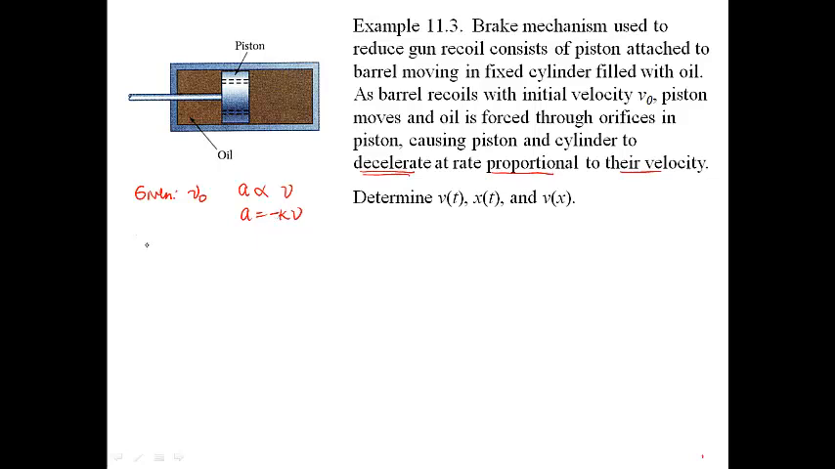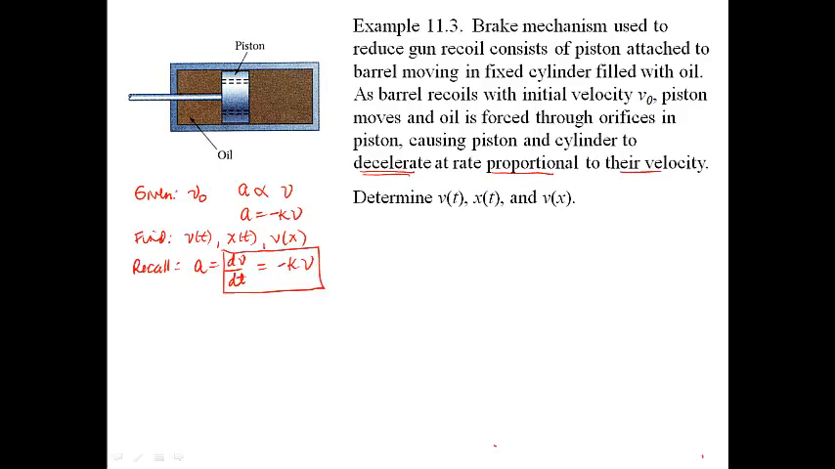And we're asked to find velocity as a function of time is the first part, then position as a function of time, and then the velocity as a function of position. Since we're given acceleration as a function of velocity, we can call the definition for acceleration in terms of velocity and time as dv dt, but also the acceleration is given as minus k times v.